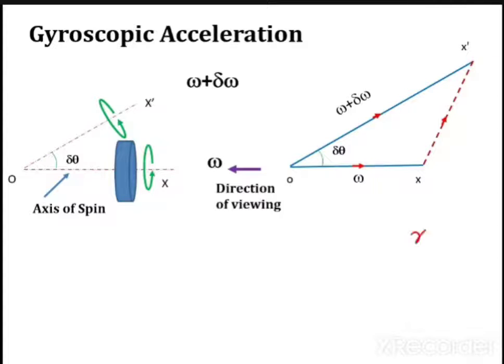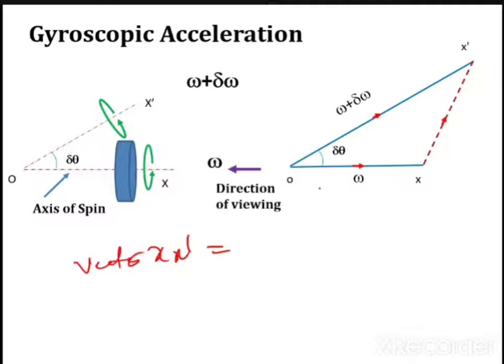You are moving from x towards x dash. So my arrow will be like this. So you will get a new vector, x dash. Now can anybody tell me what this vector x dash represents?